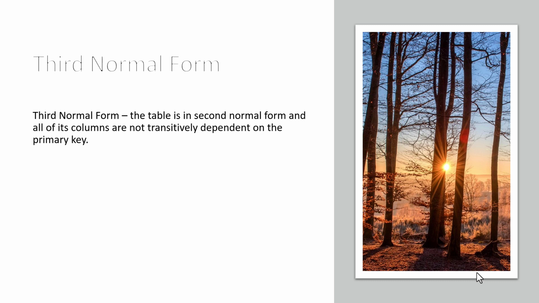And then lastly, third normal form is that the table is not only in second normal form, but also that all the columns are not transitively dependent on the primary key. This is going to be a little more complicated. The word transitively dependent is kind of strange, but we're going to walk through this, and by the time we're done with the lesson on third normal form, it'll be clear as to what we mean.